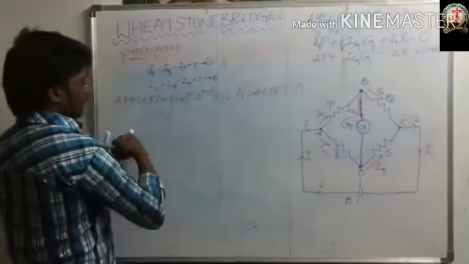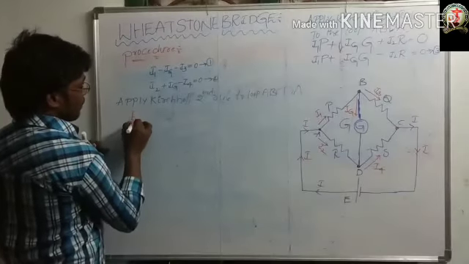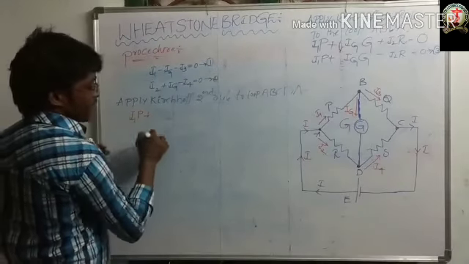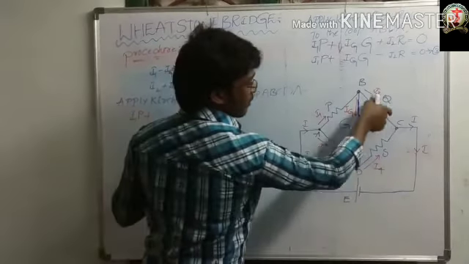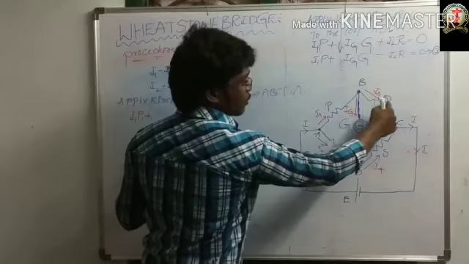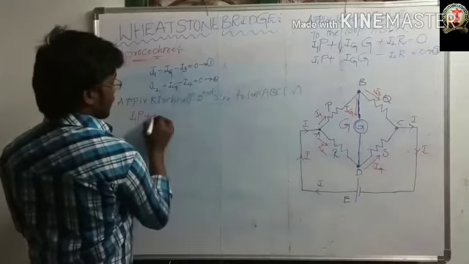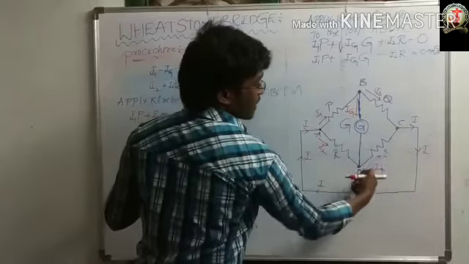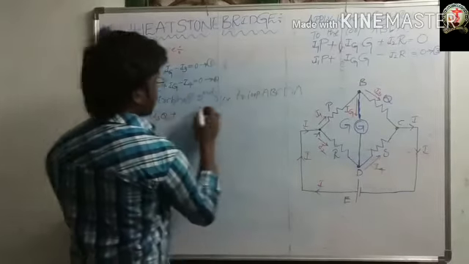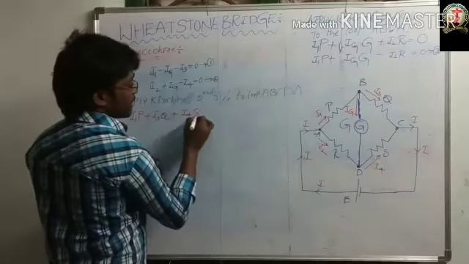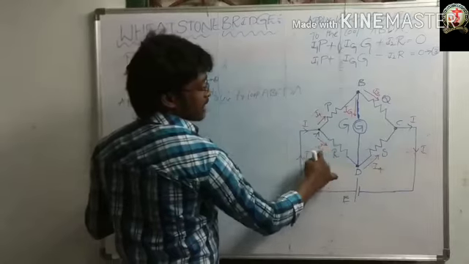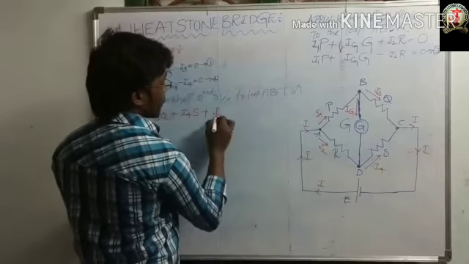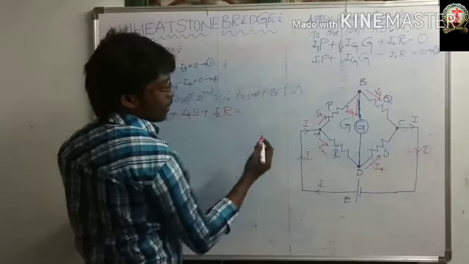First I1 P, I1 P plus. Same here in this part, current into resistance: I3 Q plus. Here I4 into S, current into resistance, plus. Here current into resistance, I2 into R, is equal to total EMF.